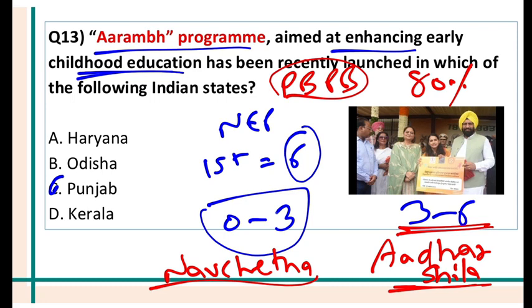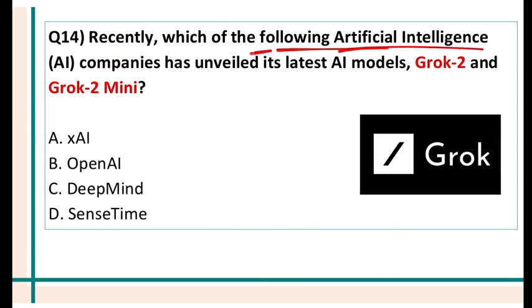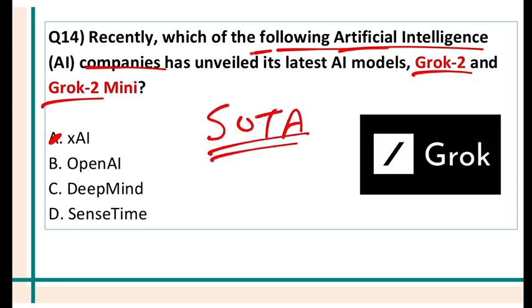Which of the following artificial intelligence company has launched Grok 2 Mini? Grok is an artificial intelligence powered solution of Twitter, that is XAI. XAI is the company of Elon Musk. It is based in California and it is capable of generating images. You can write a code, it will generate images. And Grok is a SOTA AI model. What is SOTA? State of the art, international level AI model.